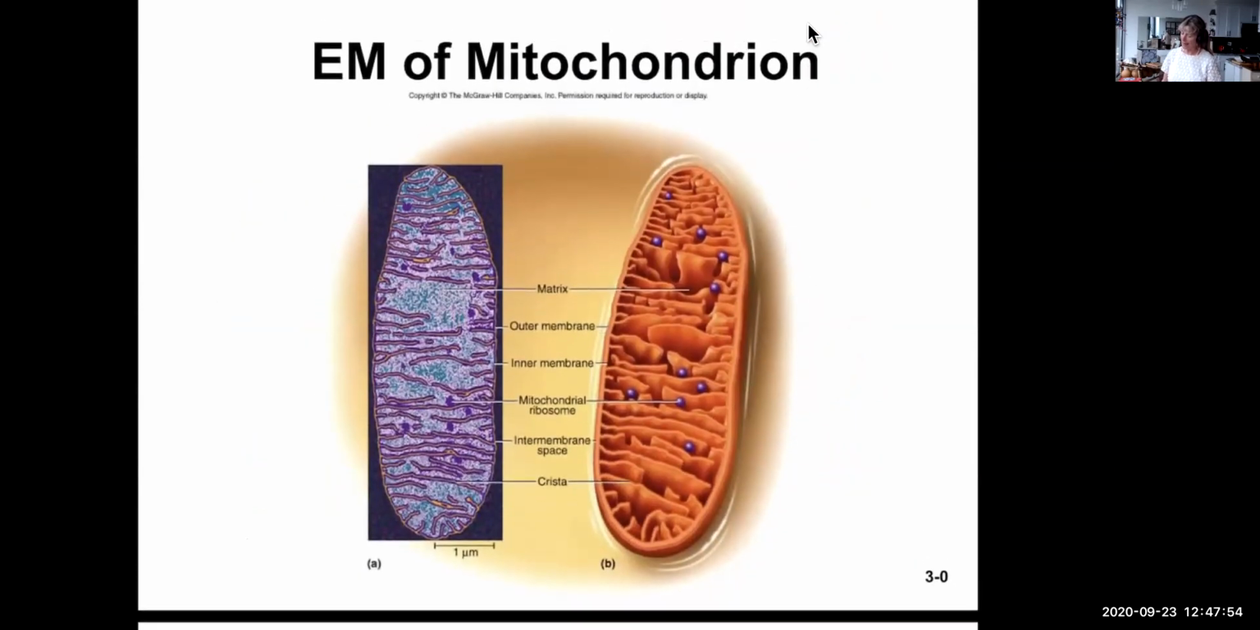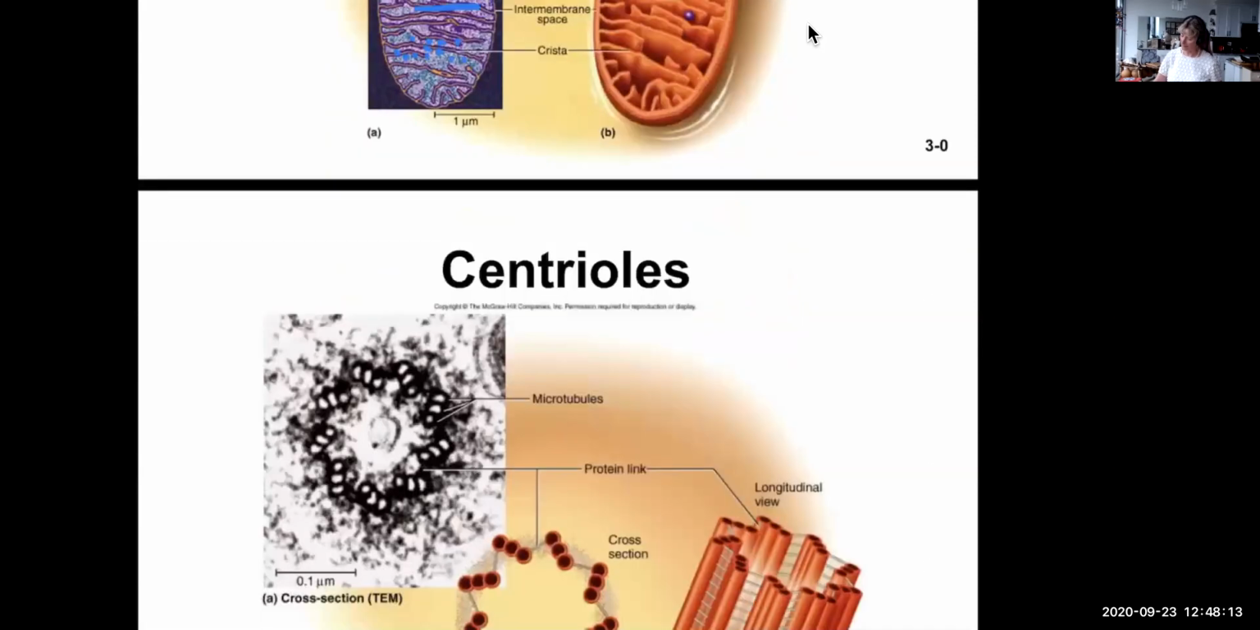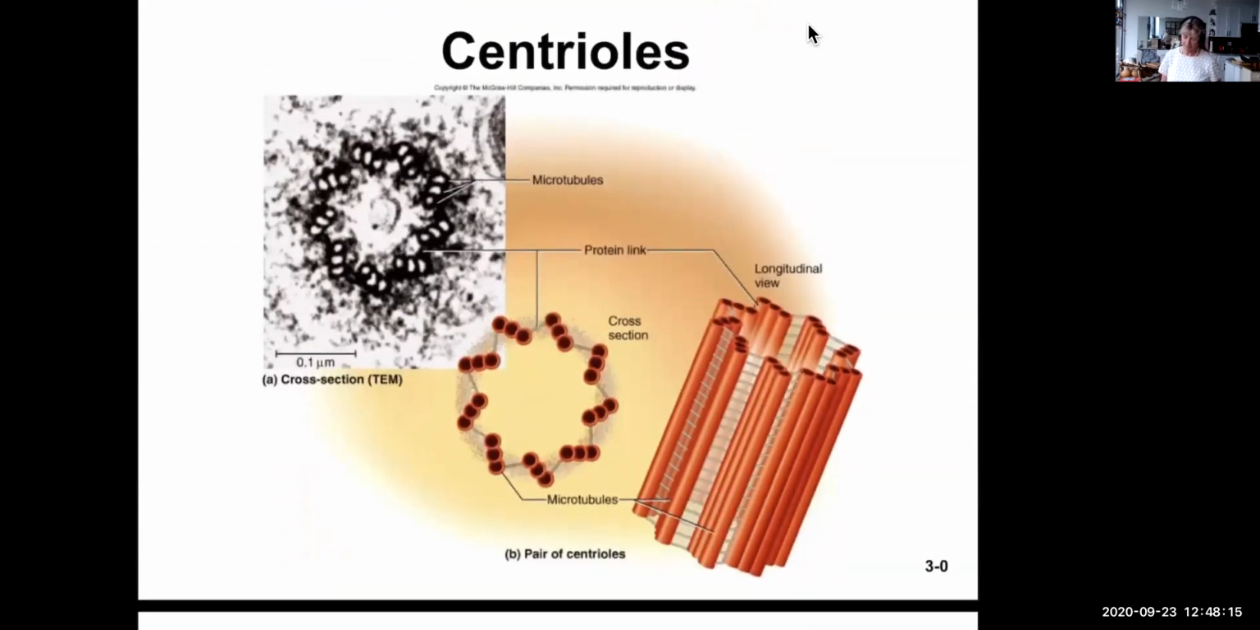So this is an electron micrograph of a mitochondrion. You can see the cristae here. It's very dotted. I don't know if you can see that very well, but there you can see all the enzymes that are embedded into the cristae. Centrioles are a combination of microtubules. Eventually, these will become part of the spindles that help to pull chromosomes to either side of the cell.